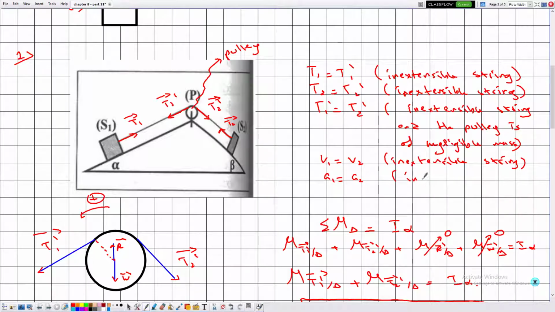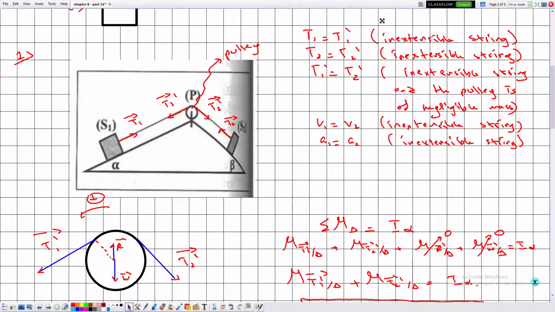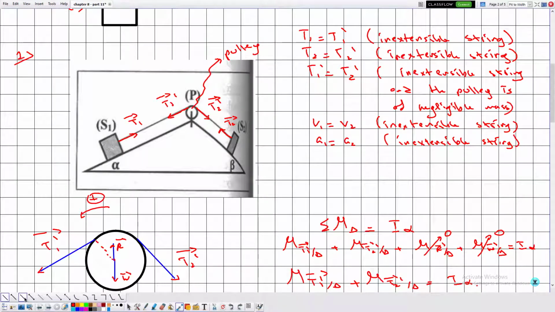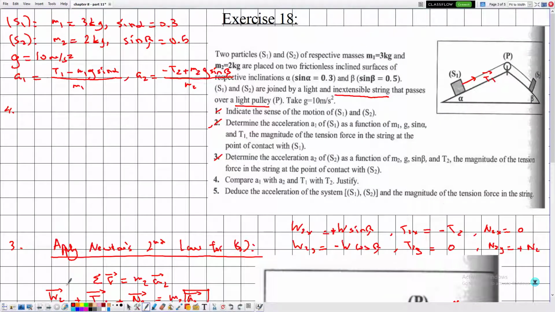So these are the different conditions that we are interested in whenever we are dealing with problems related to a pulley. Okay, so no more conditions other than these. They are telling me to compare a1 and a2. Without referring to the expressions of a1 and a2, we can directly say that a1 is equal to a2. By compare, we need to say greater, less, or equal, and the reason is given by an inextensible string.